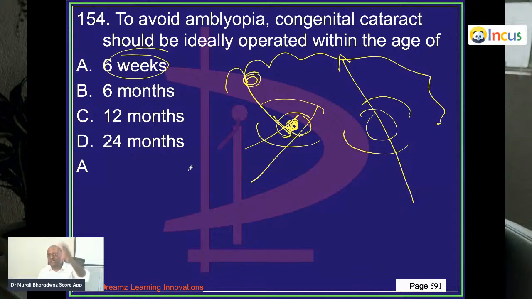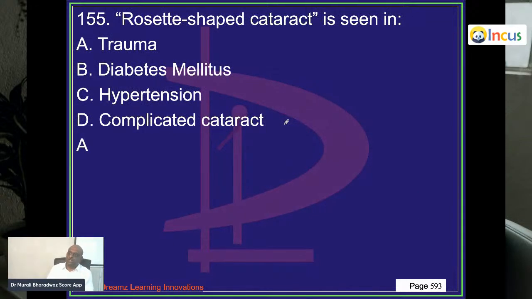Later on, after 6 weeks, even if you repair that cataract, the visual cortex only has a map of your normal eye. The abnormal eye doesn't have a map. That's the reason you have to run and get the congenital cataract operated within the age of 6 weeks. That is what you need to remember.